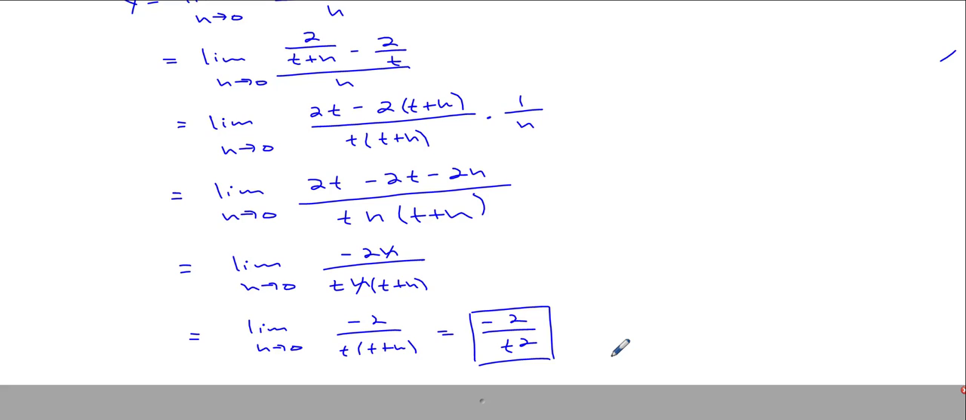Questions? Comments? Anybody get it right? 100%? Where are we making mistakes at? The fraction part or what?